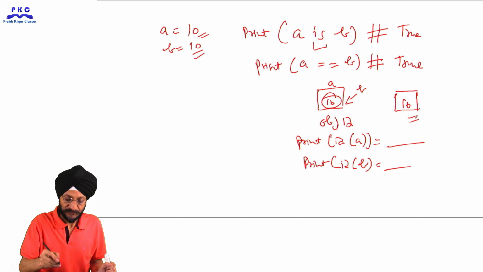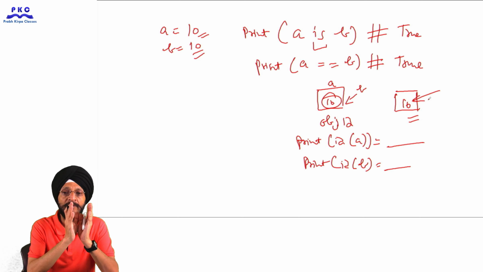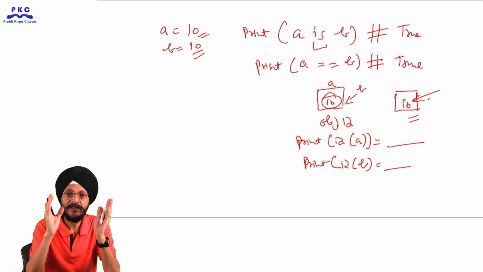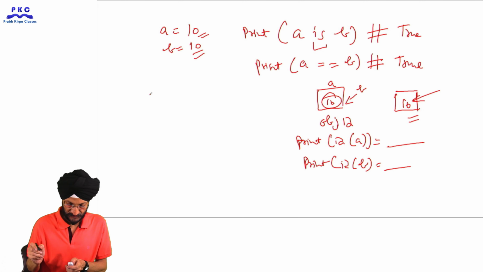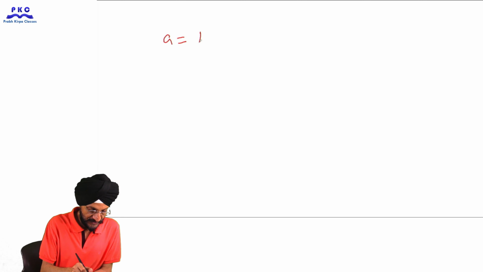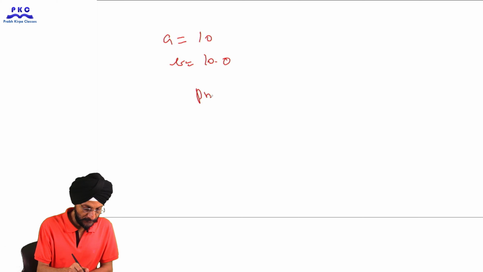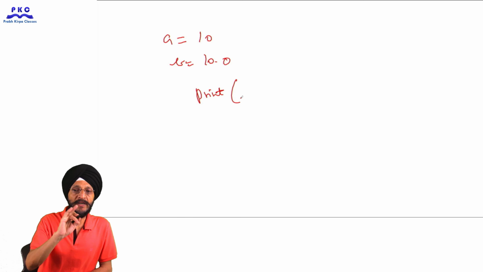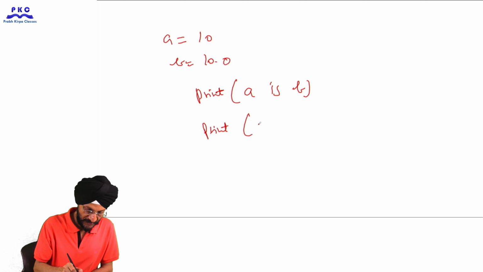But in case of the equality operator, it will give the result on the basis of the values only. So now if we write a is equal to 10, b is equal to 10.0, and now we use the is operator and the equality operator: print a is b, print a equality operator b.